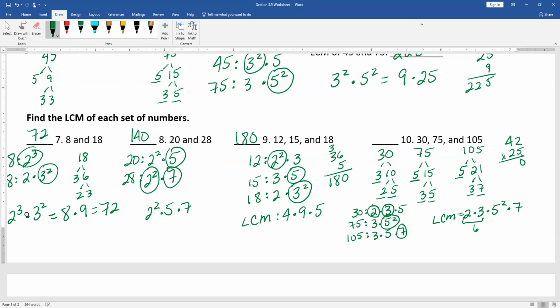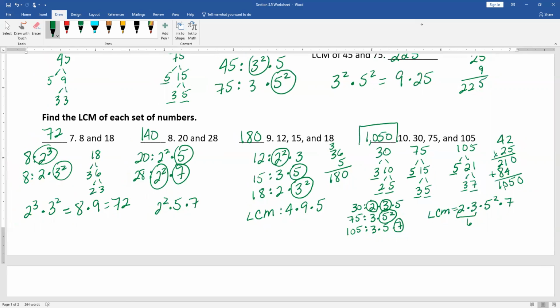5 times 2 is 10. Carry my 1. 5 times 4 is 20, plus 1 is 21. 2 times 2 is 4. 2 times 4 is 8. All right, so 0, 5, 0, 1. So 1,050. That's a big one. So 1,050 is the smallest number that 30, 75, and 105 will all divide evenly into.